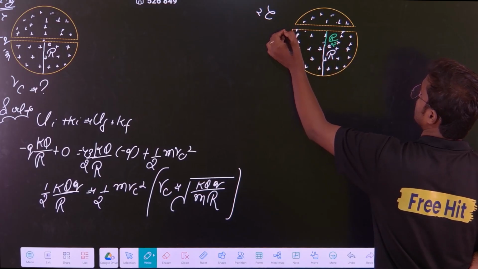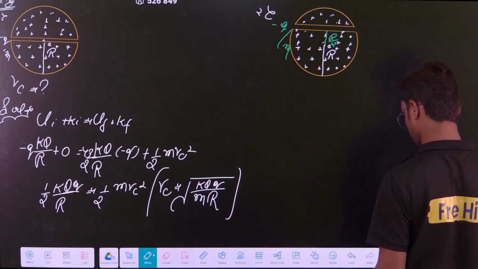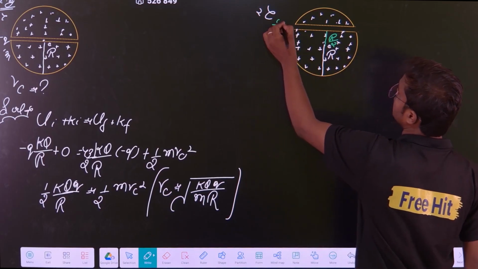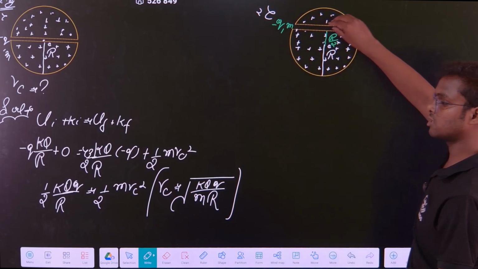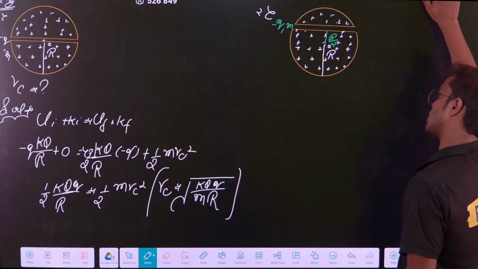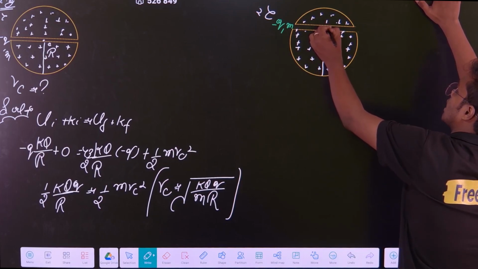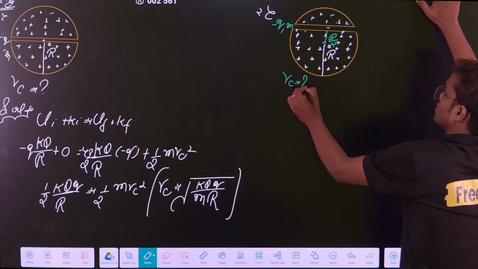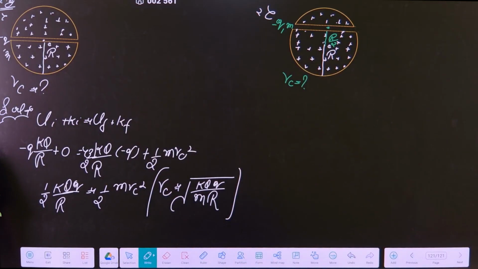Again the same thing. I have charge minus q, mass m. Again I'm keeping the charge here. Obviously it will go to the center. Now again my question is the same: you have to calculate the velocity at the center. How will you calculate the velocity at the center? I hope my question is clear.